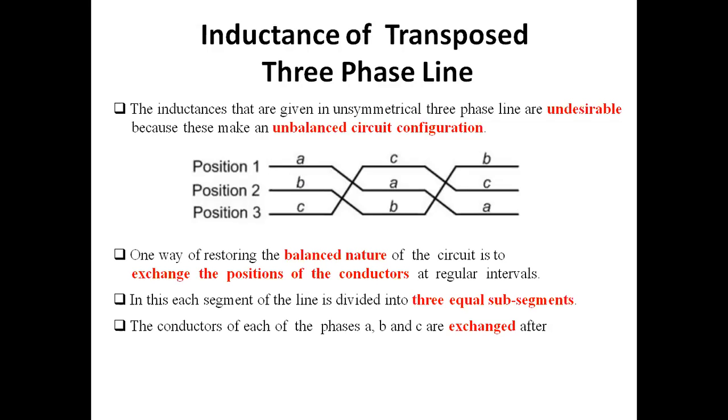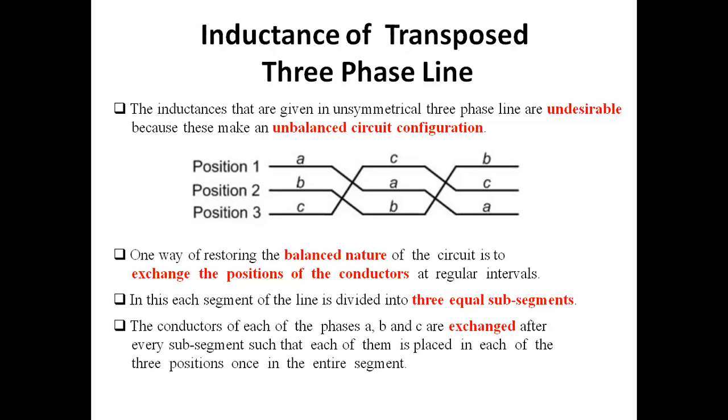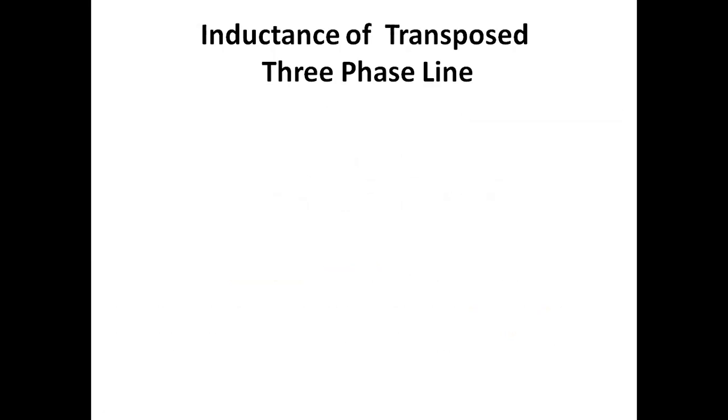Conductors A, B and C exchange their positions in every interval. In segment 1 it is placed at position 1, then A comes to position 2, then in segment 3 it comes to position 3. So they are changing their position again and again. Therefore all the phases are equally affected by the unbalanced or different distances. This phenomenon is called transposition of line.